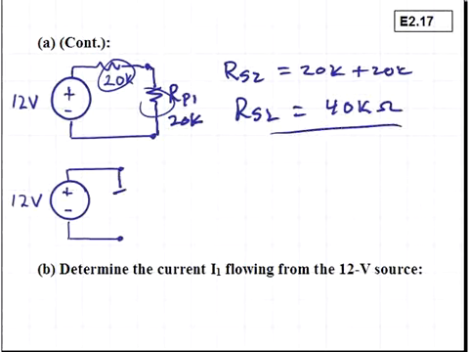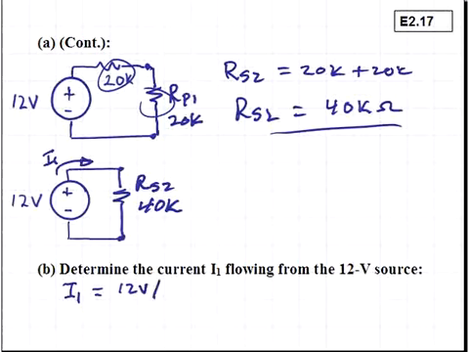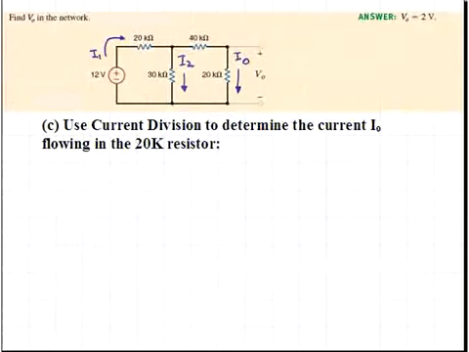Now we can place that resistance, RS2, across the 12-volt source. And now we're able to calculate the current I1 flowing from the source. So by Ohm's law, I1 will be 12 volts divided by 40K, or I1 is equal to 0.3 milliamp. So now we've established the value of I1 in the circuit.